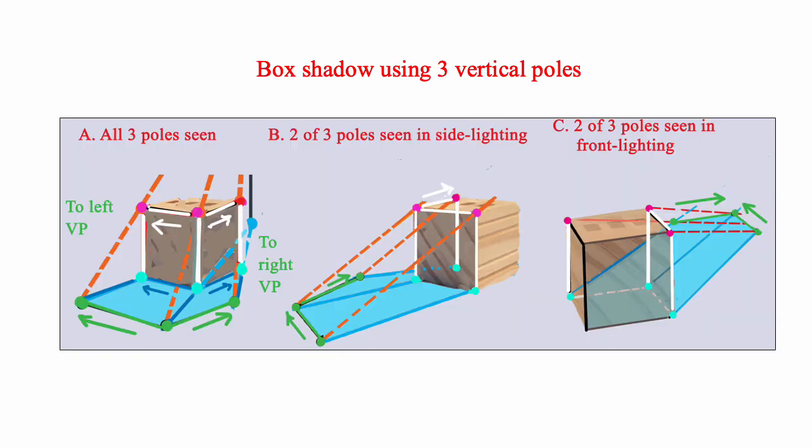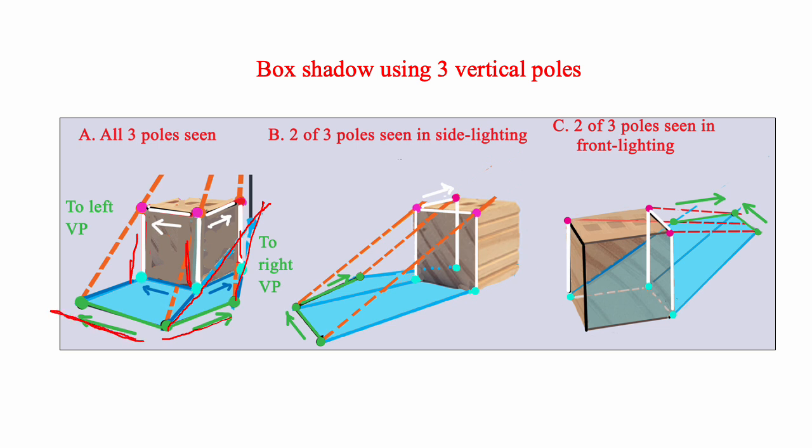A slightly more complex shadow involves 3 vertical poles that we see. And you can see that the lines that go through the bottoms of these poles go to the vanishing point for the shadow, whereas the lines that don't touch the poles go to the vanishing points to the right and left.